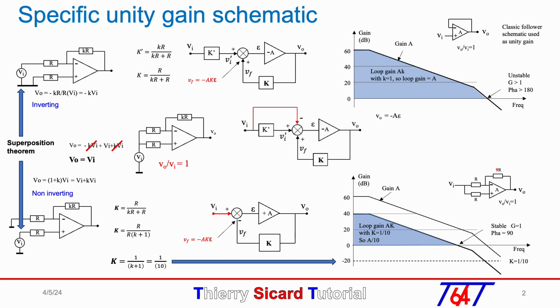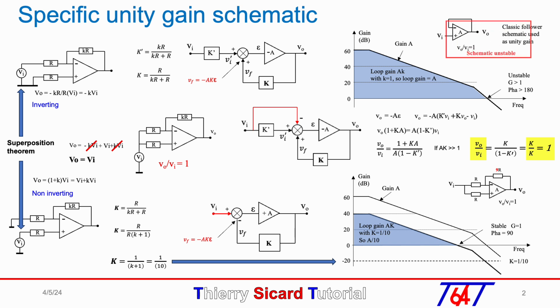The analysis starts with Vout equal to A times epsilon. Replacing epsilon gives Vout over Vin equal to 1 plus Ka divided by A times 1 minus K prime. If Ak is much greater than 1, Vout over Vin becomes K over 1 minus K prime. But as 1 minus K prime equals K, the gain is 1.